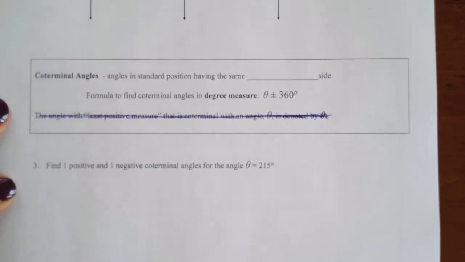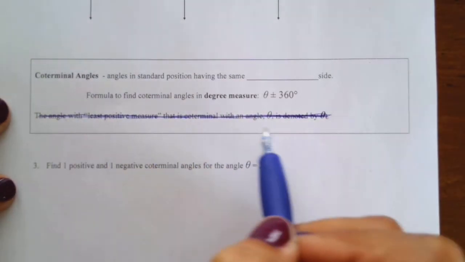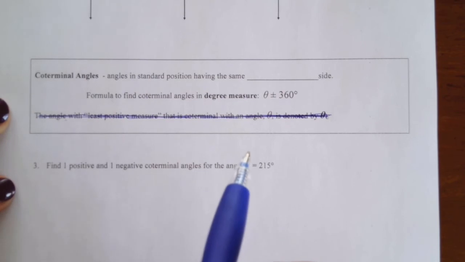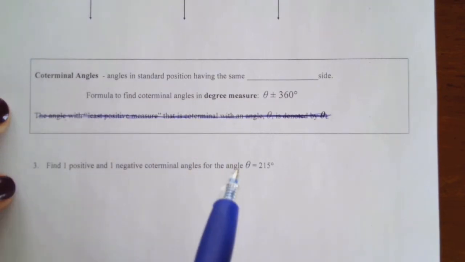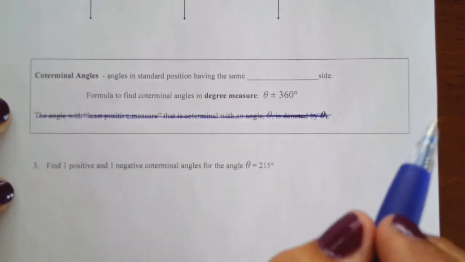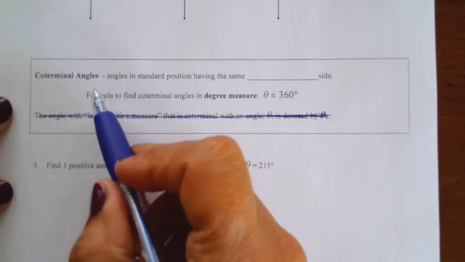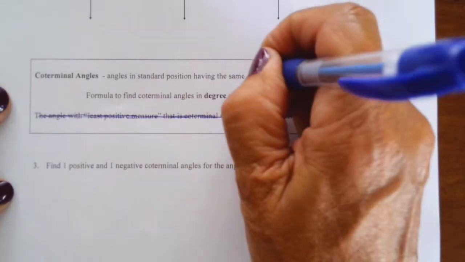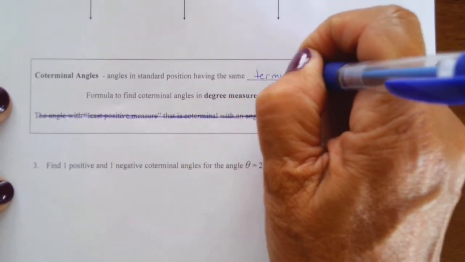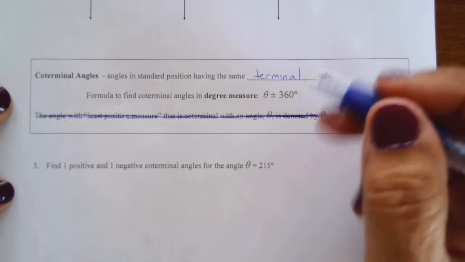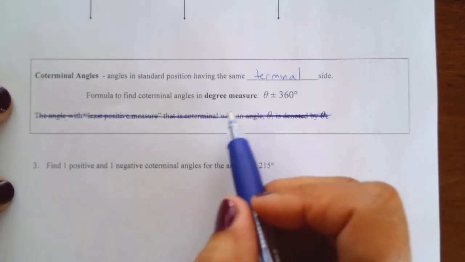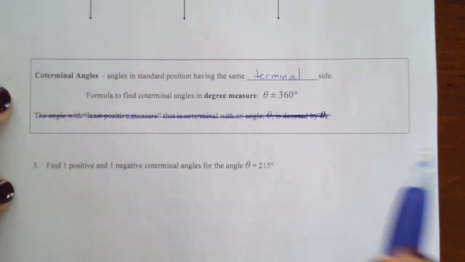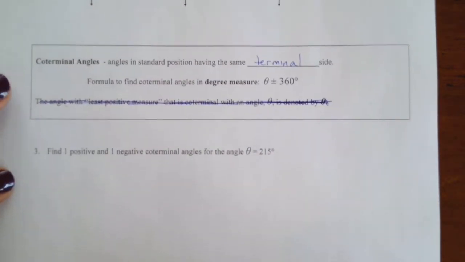Down underneath here, I took away a line, so your notes don't have it because this is a new book we're using. Just disregard what I crossed out there. Coterminal angles are angles in standard position having the same terminal side. There are lots of them. To find a coterminal angle, it's very simple. You just either add 360 or subtract 360, and you can do that as many times as you want.